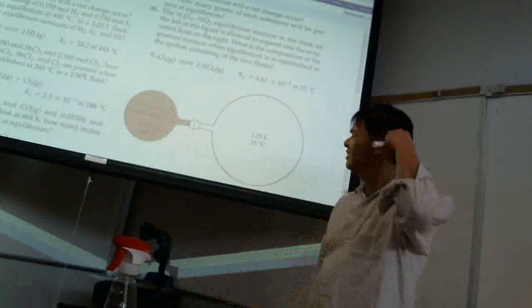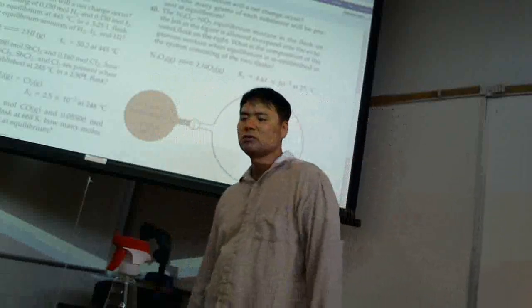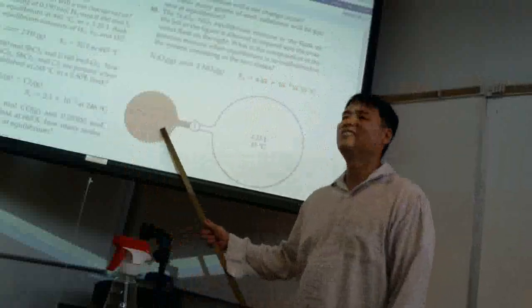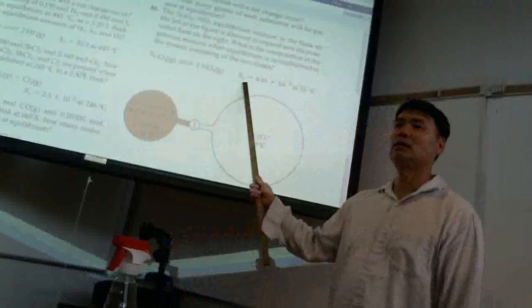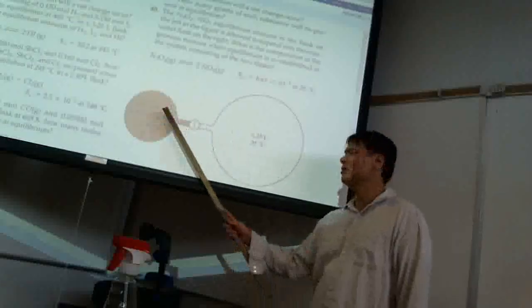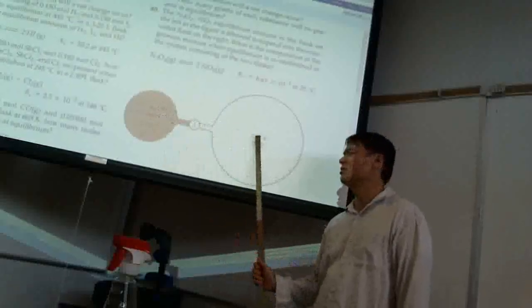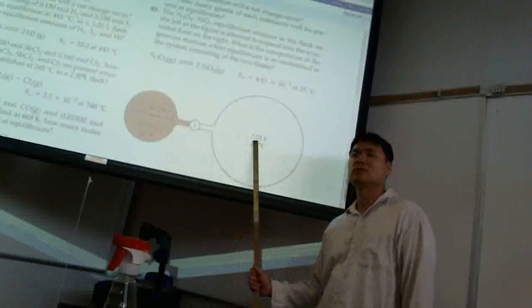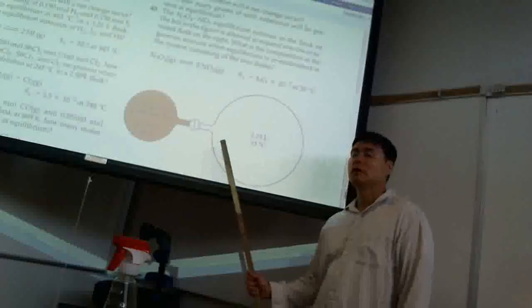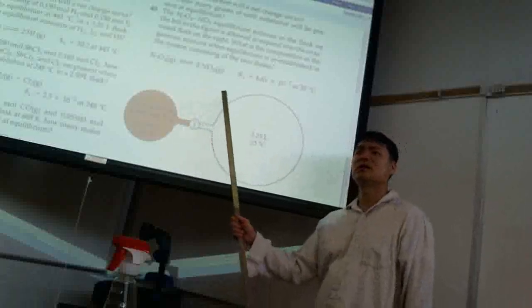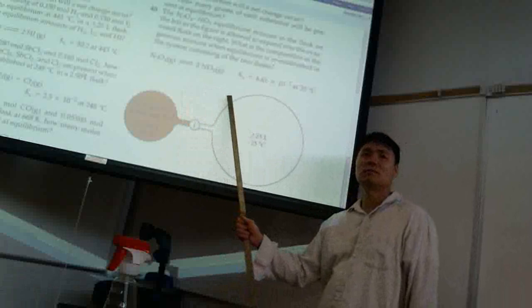The way we could figure that it's going to shift to the right is we could do a Q calculation. If we do a Q calculation right now, Q is equal to K. But if we redo the Q calculation with the new molarities, because we have the moles here, now the volume has increased from 3/4 liter to 3 liters. Recalculate the molarities and then plug those into Q, we see it's too small. It's got to shift to the right.